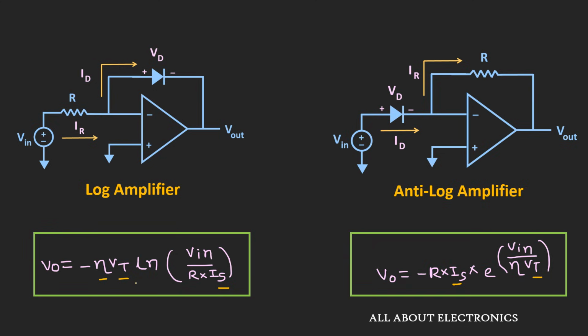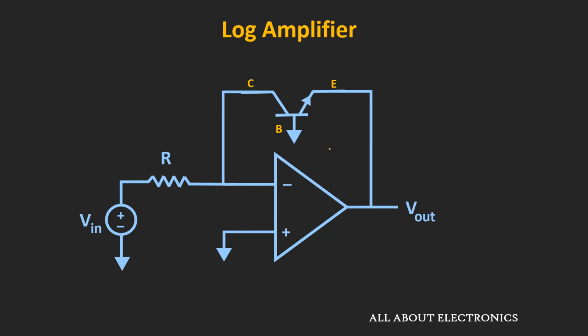Now like I said before, this ideality factor used to be in the range of 1 and 2, and because of this ideality factor, the dynamic range of the circuit used to get reduced. So that is the disadvantage of this diode based log and anti-log amplifier, and that problem can be solved by using the transistor based log and anti-log amplifier.